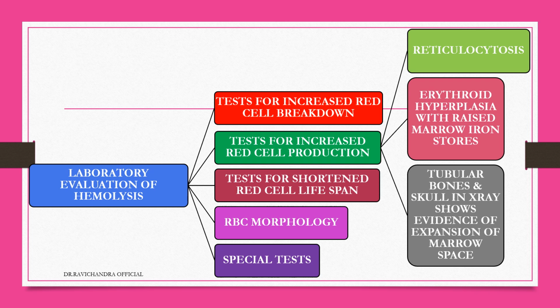Coming to the test for increased red cell production. We have discussed increased red cell breakdown. Now we will discuss increased red cell production. There will be bone marrow response resulting in increased erythropoiesis. So there will be high retic count, that is reticulocytosis will be seen. And in the bone marrow, there will be erythroid hyperplasia with raised marrow iron stores. And coming to the bones and skull, the tubular bones and skull in X-ray will show evidence of expansion of the marrow space.